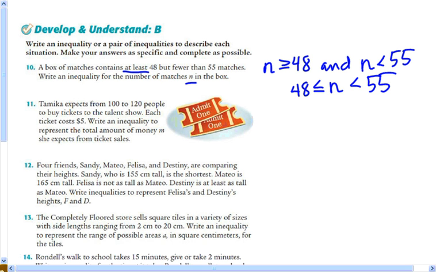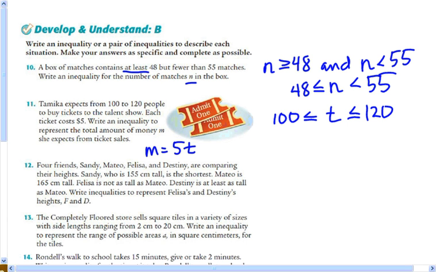Okay. Number 11, Tamika expects from 100 to 120 people to buy tickets to the talent show. Each ticket costs $5. Write an inequality to represent the total amount of money M she expects from ticket sales. The money she gets is actually 5 times the number of people that show up, or the number of tickets she sells. So keep that in mind here. Now we know that she's expecting anywhere from 100 to 120 people. So the number of tickets she sells is going to be at the lowest 100 and no more than 120. So that would look like that.